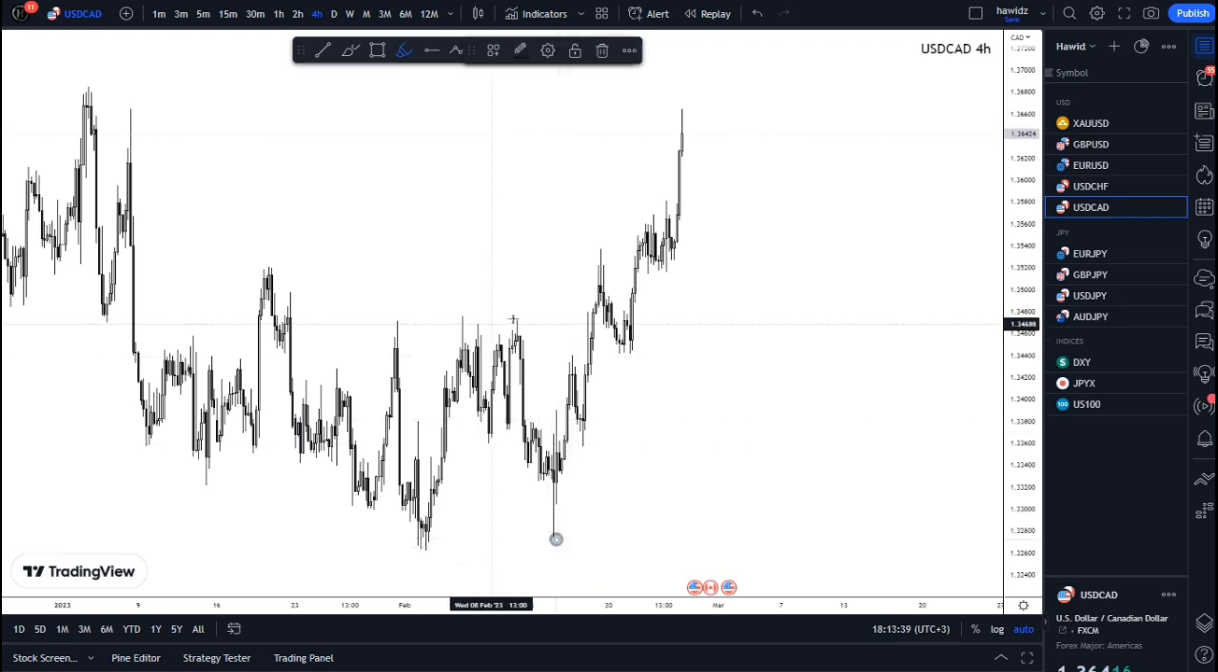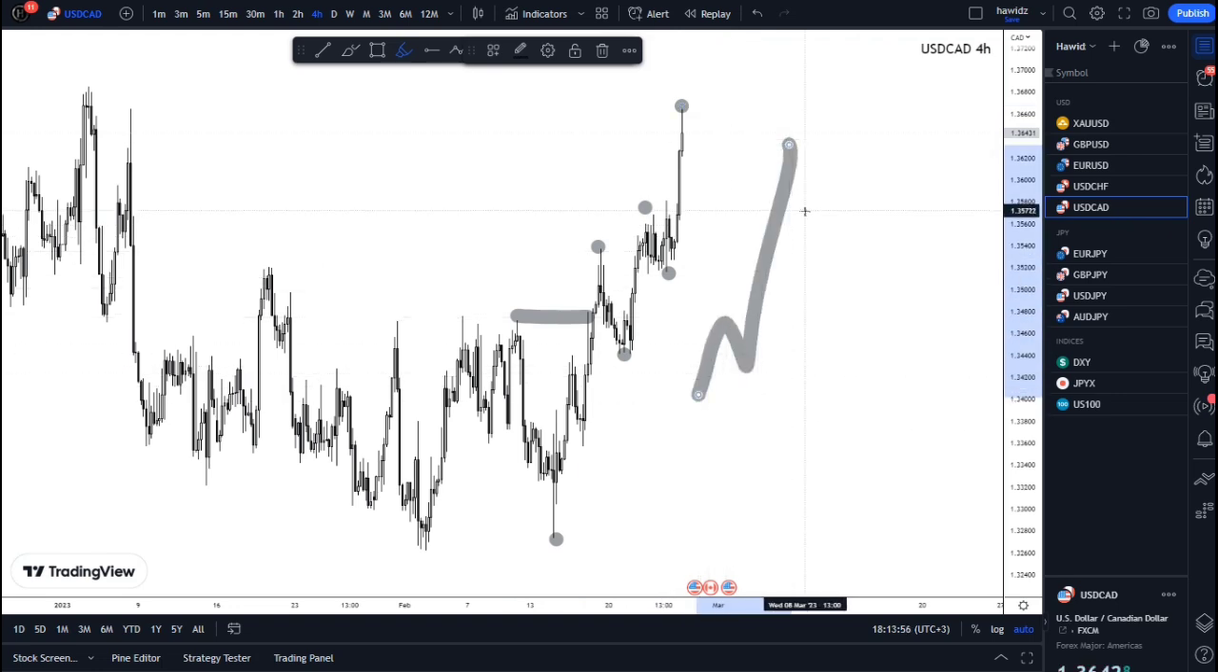So it made a low, came up, broke a high, came up, broke this high here, created a high, a higher low, a higher high, a higher low, and now a new high is being created. It's what? It's a bullish market.